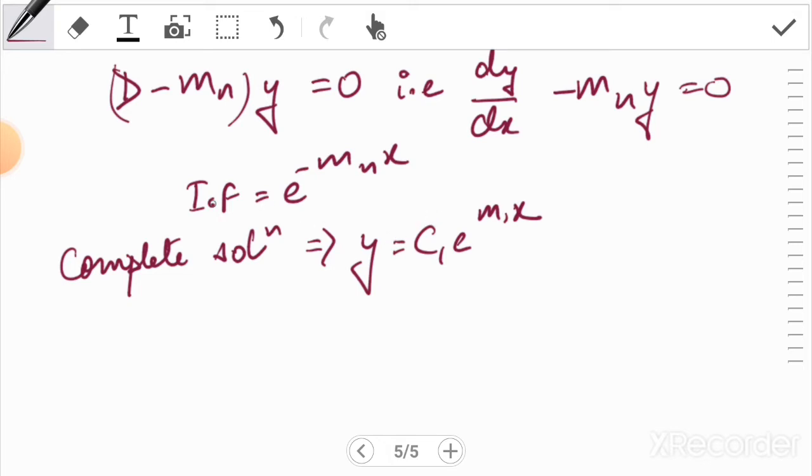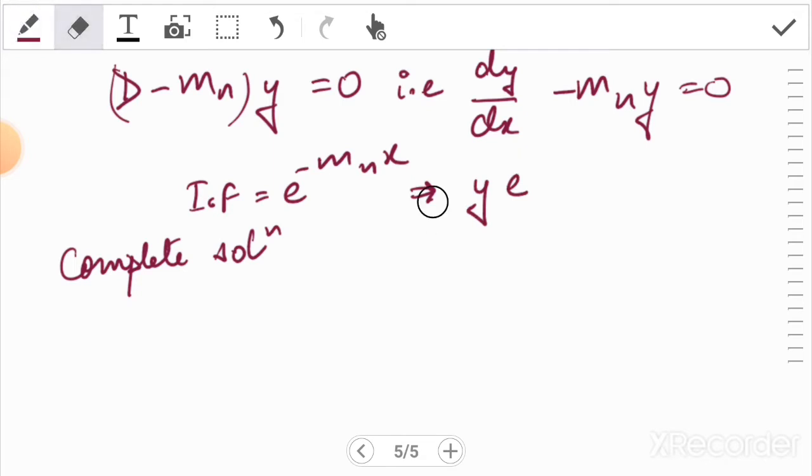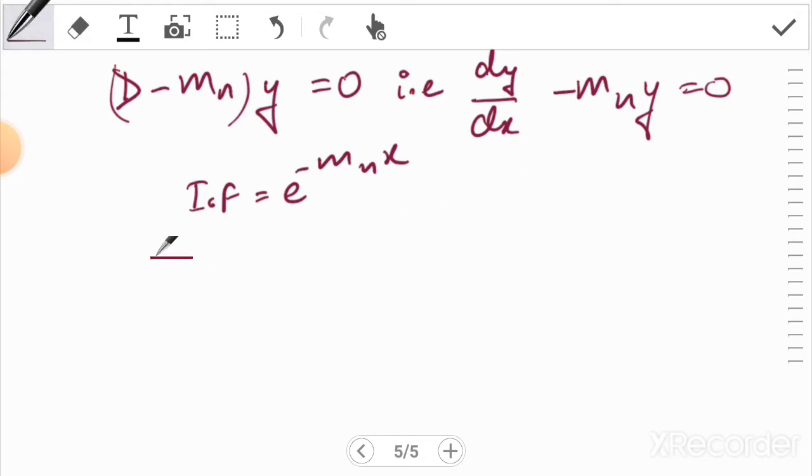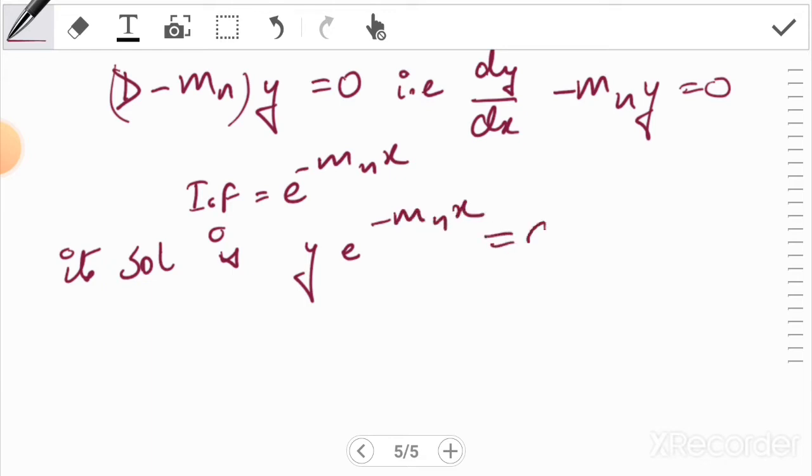Okay, so if the integrating factor is e raised to the power minus mnx, then its solution is y e raised to the power minus mnx is equal to cn, or y is equal to cn times e raised to the power mnx.